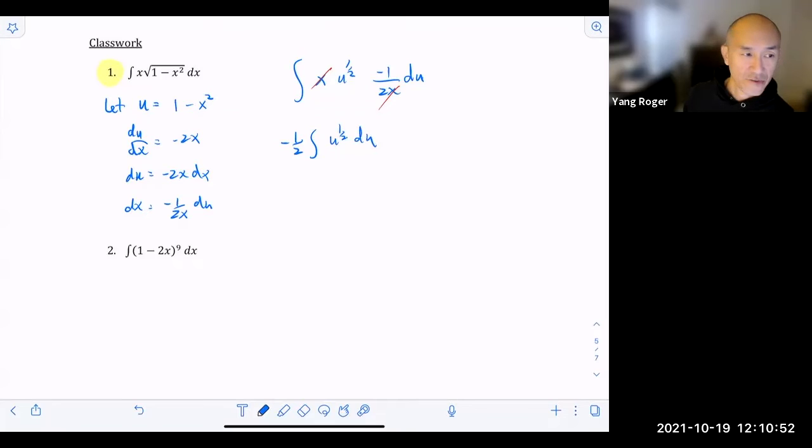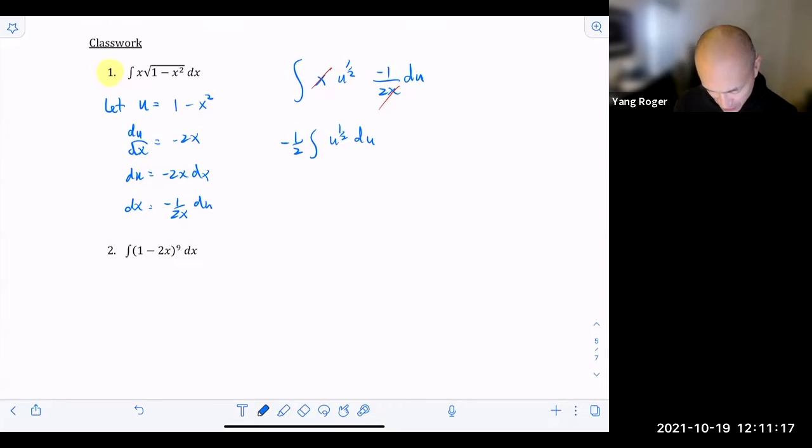Let me pause here for a second. Does anyone have any questions about this process so far? Because after this point, it's easy. The hard part is finding the u and expressing the whole integral in terms of u. Okay.